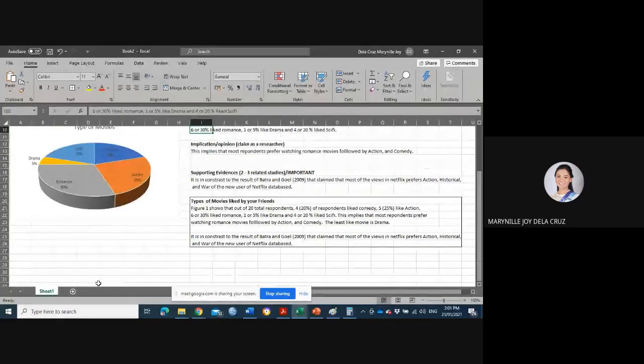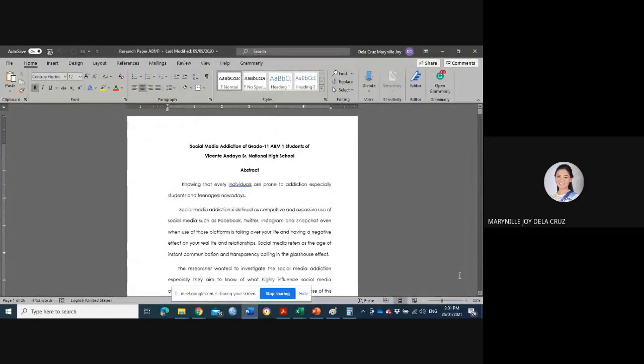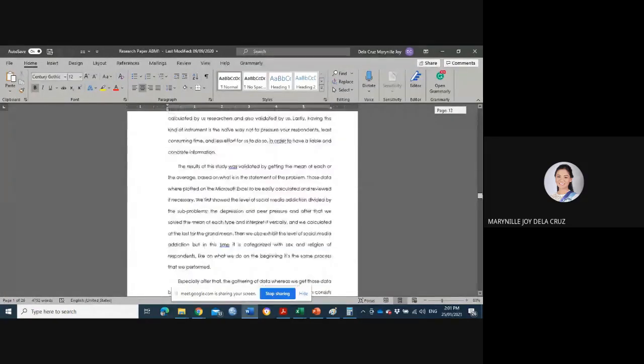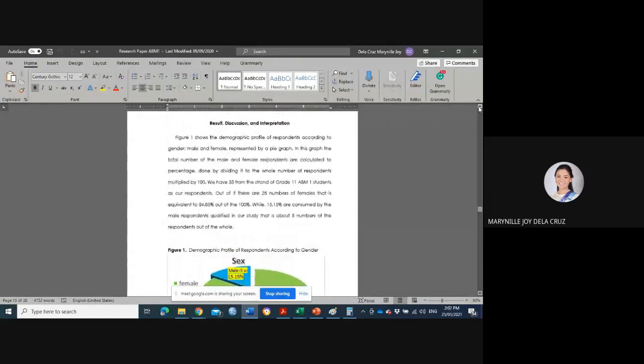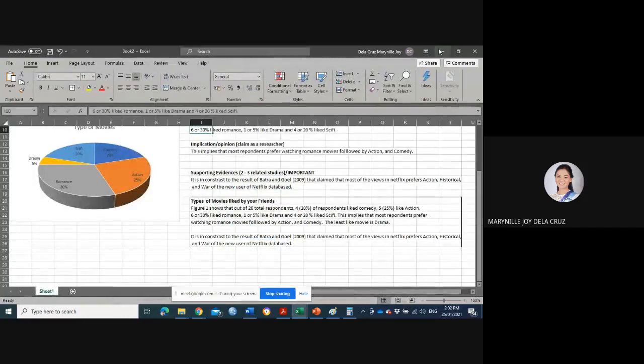So I will show you an example of how to write it in your research paper. This is an example of a research. Okay, so this is the pie. And your discussion is this. So that is your result and discussion implication with supporting evidences and your figure. So that's how you interpret when you are using a survey questionnaire.